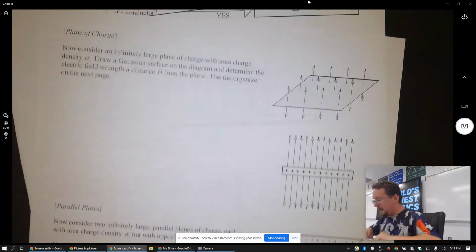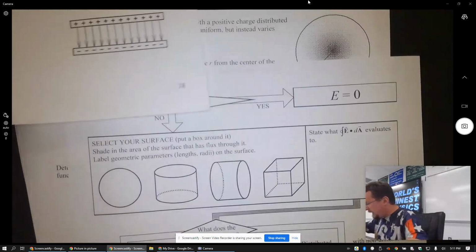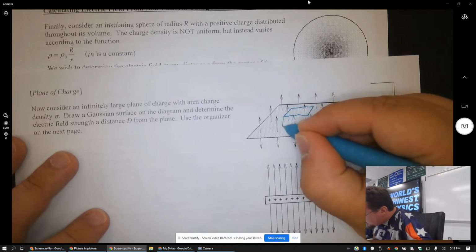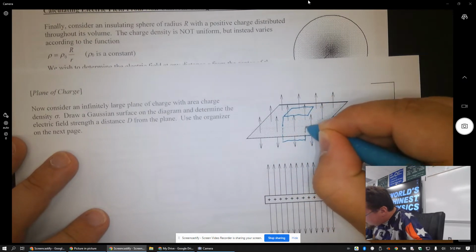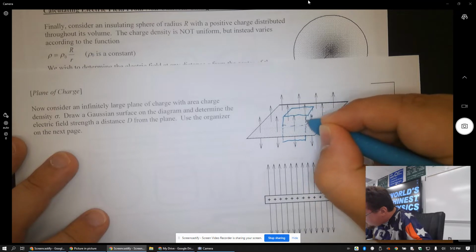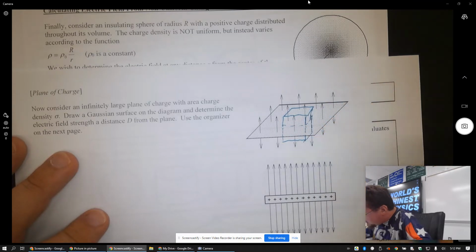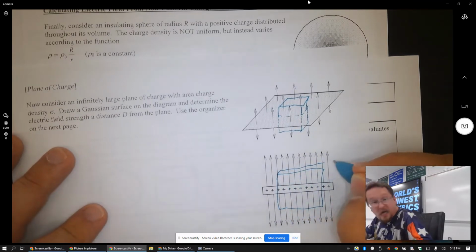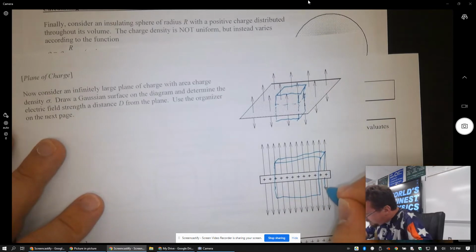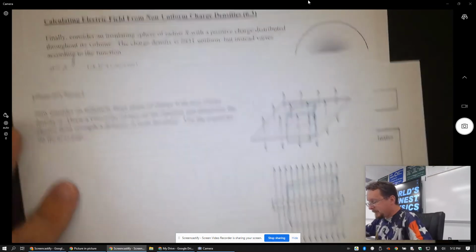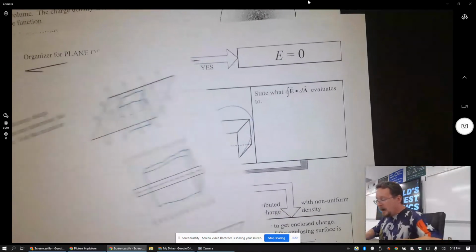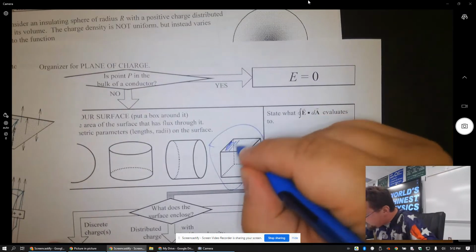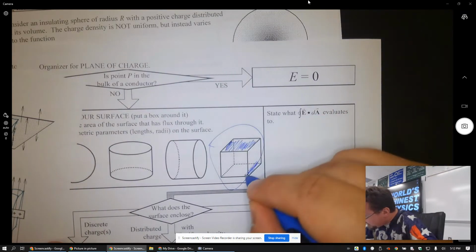Okay, this one's going to be for the plane. So what am I going to do for the plane? What I'm personally going to do is define something kind of like this. I'm going to show it to you over here on the side view. Which faces are getting fluxed out of? So we're going to flux out of this. That flux means flow. We're flowing out the top, flowing out the bottom.